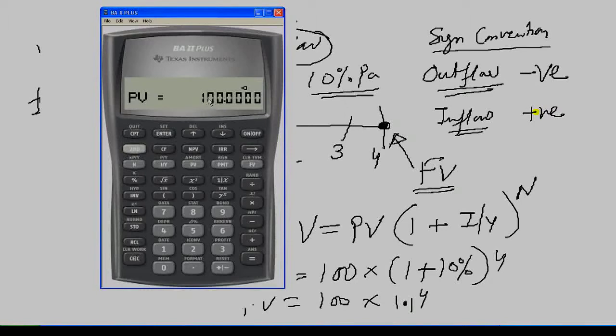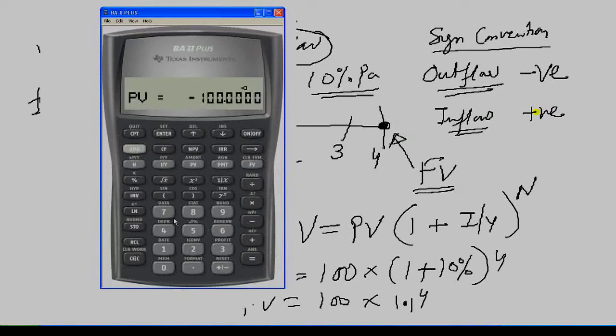But I had to take PV as negative 100, right? Because money is going out, so outflow is negative. For taking negative, you have this plus-minus button. You will press this button, so see, this minus has come. If you press this button again, the minus will go. So press this button for minus, press this PV. So PV is minus 100.